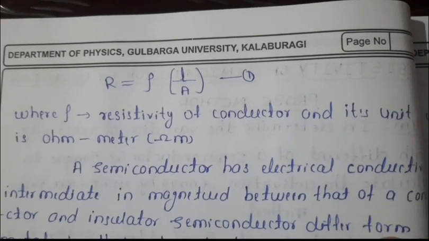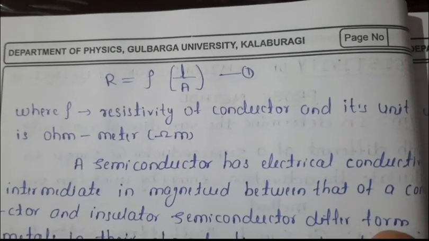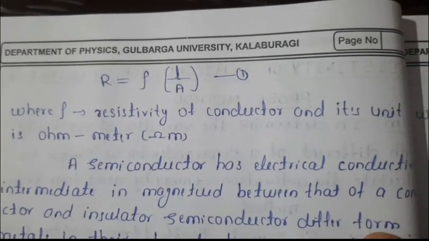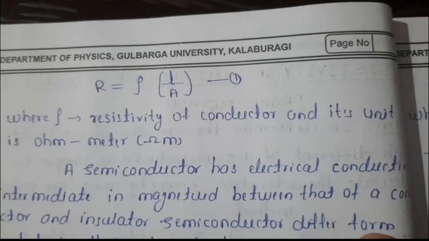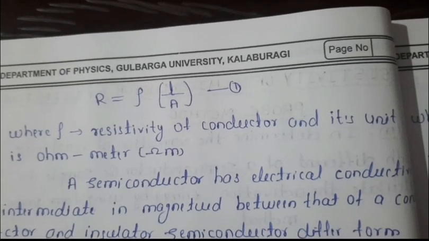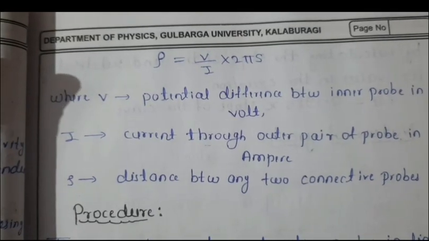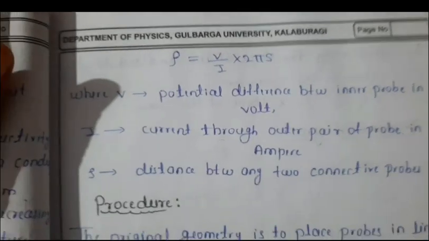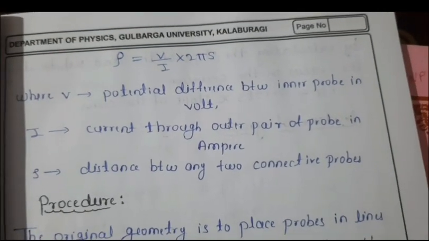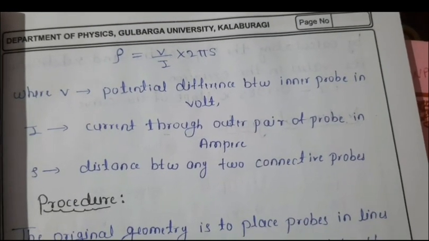The resistance of a conductor is given by this formula: resistance R is equal to rho into length by area, where rho is the resistivity of the conductor, L is the length, and A is the area of the conductor. The unit of resistivity is ohm meter. Resistivity is also measured in terms of the voltage and current ratio, which we multiply by 2 pi S, where V is the potential difference between the inner probes in volt and I is the current through the outer pair of probes in ampere.